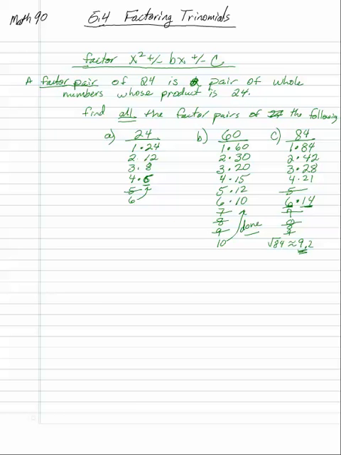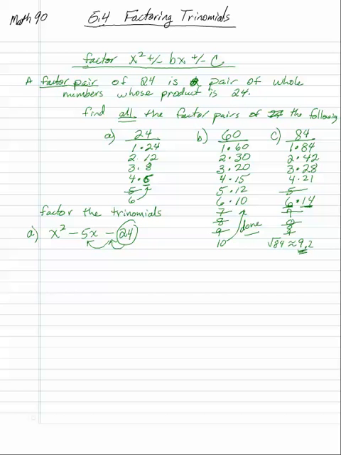Like 14 and 6, right? One's bigger than 9, one's smaller than 9. So there won't be any more. You can stop there. That's how you find the factor pairs, and that's a very important technique for factoring trinomials. So let me show you how I do it.